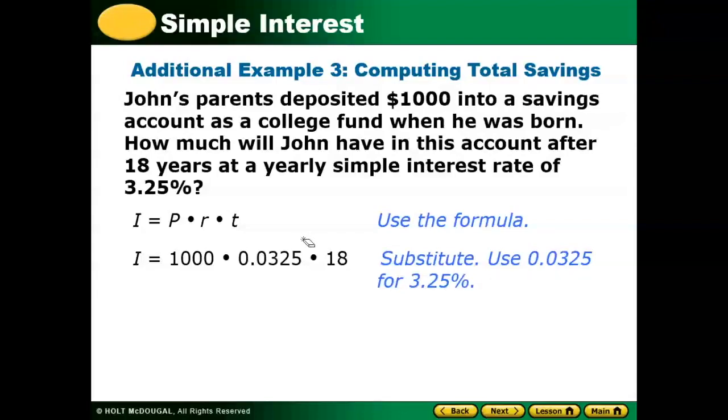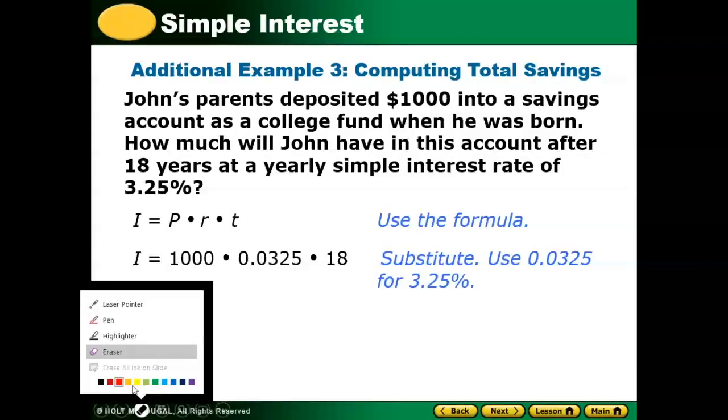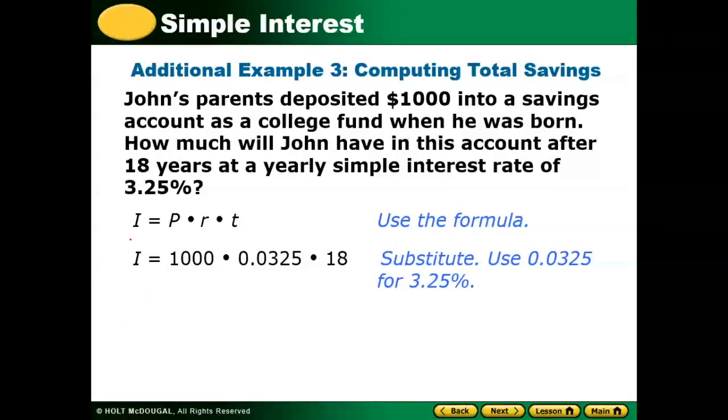In this case, we're being asked to find how much interest is earned in 18 years, right? But they want to know how much he will have in his account. So that's kind of the tricky thing here. He's not just going to have the interest amount in his account. It's going to be the amount, right? So it's going to be whatever was originally deposited plus the interest earned.